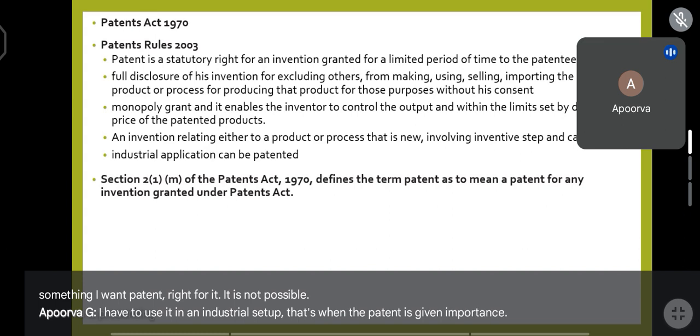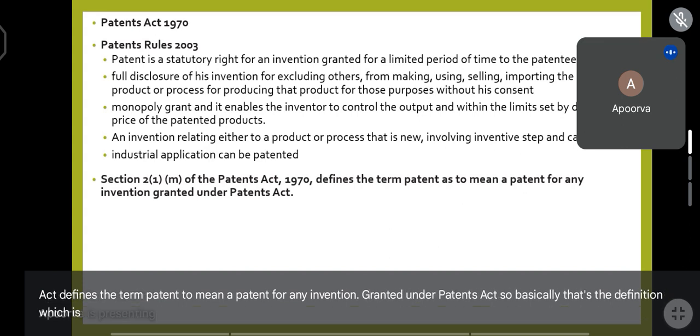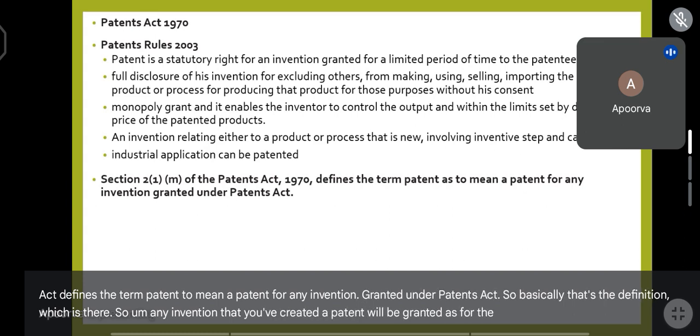Now, Section 2(1)(m) of the Patents Act defines the term patent to mean a patent for any invention granted under the Patents Act. So basically, that's the definition which is there. So for any invention that you've created, a patent will be granted as per the Patents Act. Anybody's got any doubt?